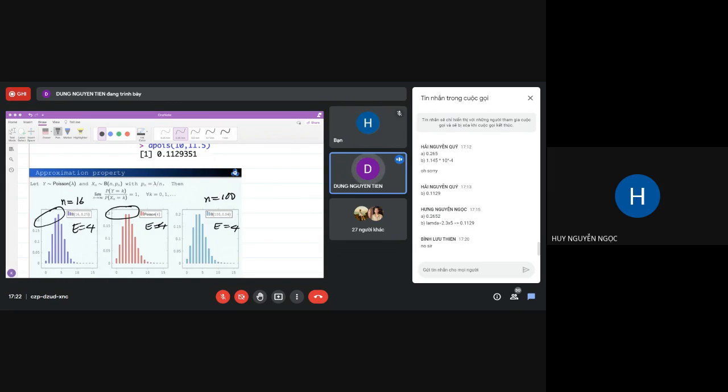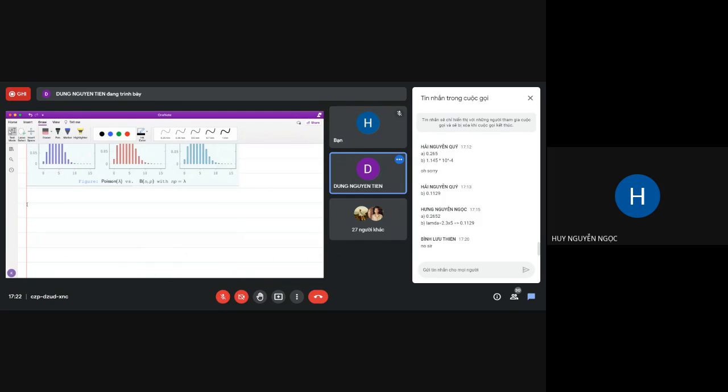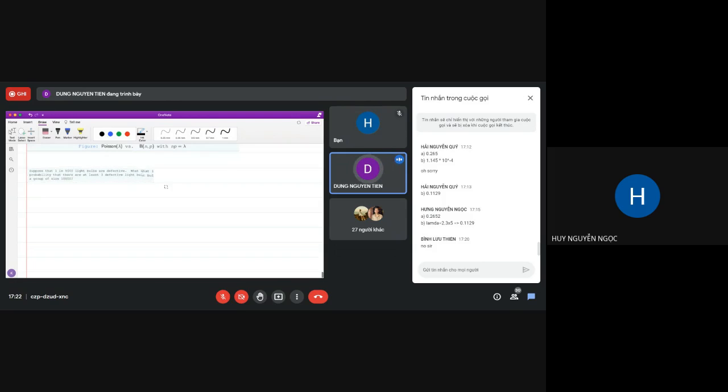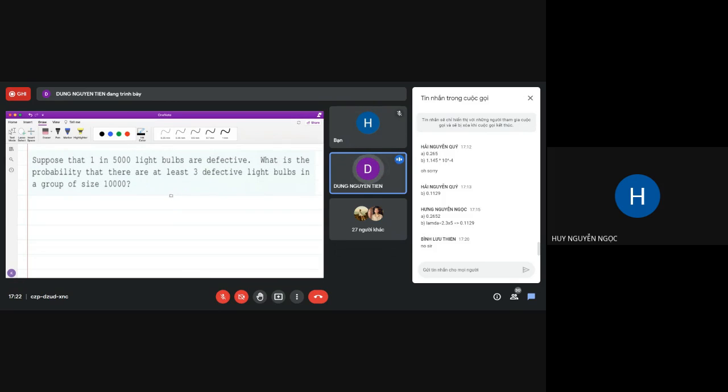Let's consider the following example. Suppose that 1 in 5,000 light bulbs are defective. What is the probability that there are at least 3 defective light bulbs in a group of size 10,000? What do you think?